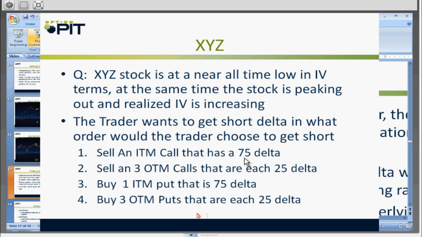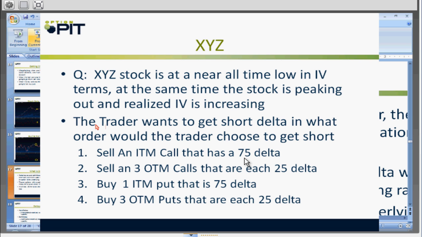All right. In order. The first one, this should have been easy, is I'd rather buy 3 out of the money puts that are 25 delta. That's my number one choice. Is number 4. The next option that I would go for is probably the one in the money put that is a 75 delta.